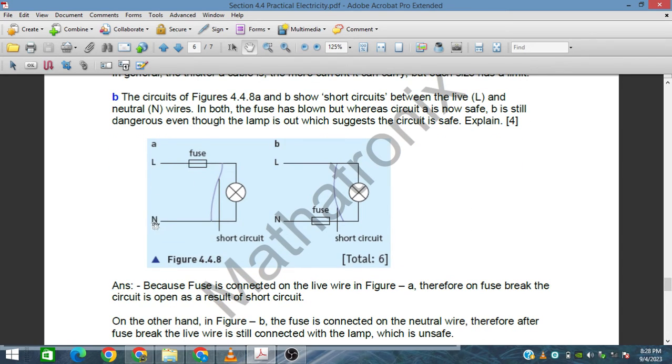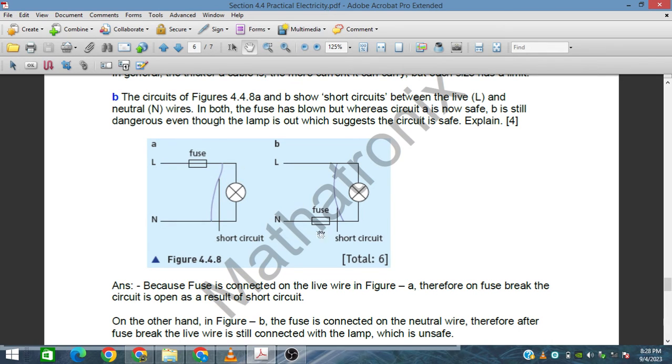This is the live wire, where a fuse is placed on the live wire. In the second, the fuse is placed on the neutral wire, and this is the load, and a short circuit develops here. Similarly, the short circuit develops here across a load. It bypasses the load, that's why it's called a short circuit, and as a result of this short circuit, this fuse will blow, and on blowing this fuse, the live wire will not be applied to this appliance.